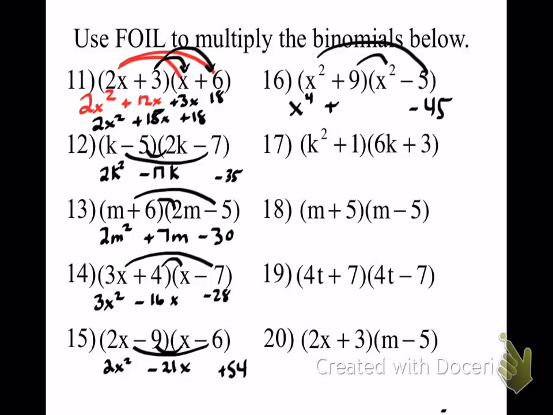Okay, next. 6k to the third. My last term's going to be 3. My inner term will be 6k. My outer term, I'm not going to be able to combine them. So I'm going to put that 3 over here. My inner term makes a 6k. I should put this one over here.